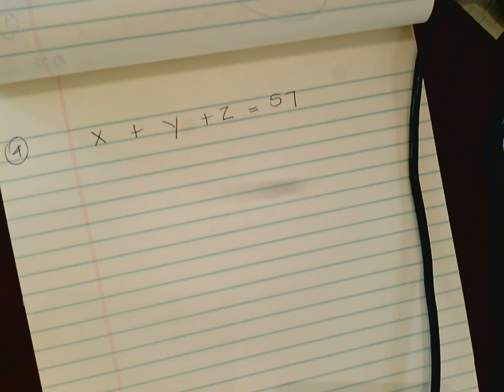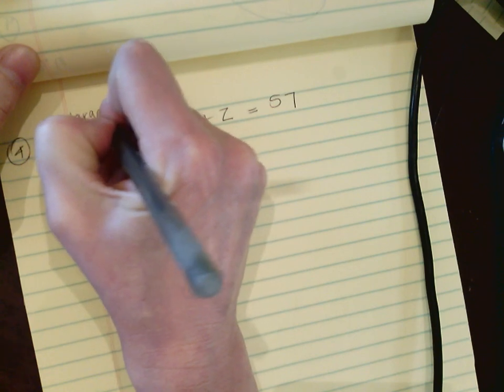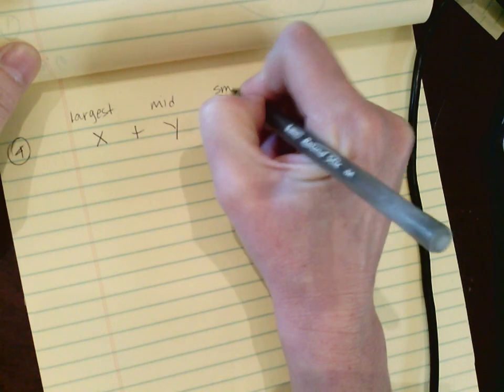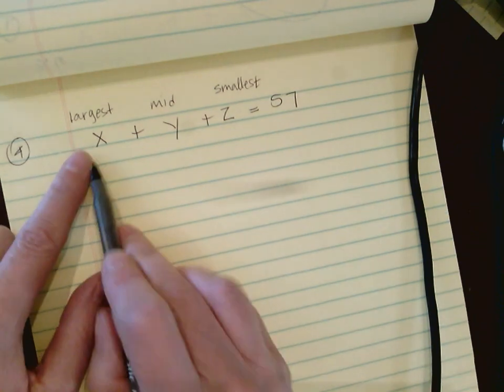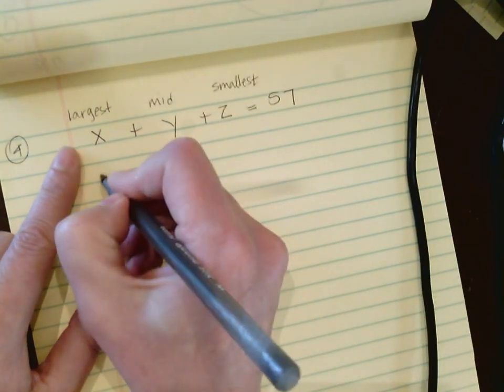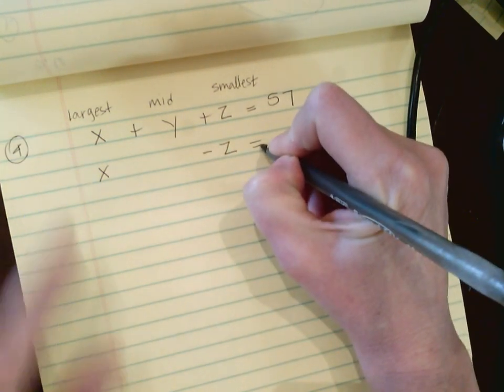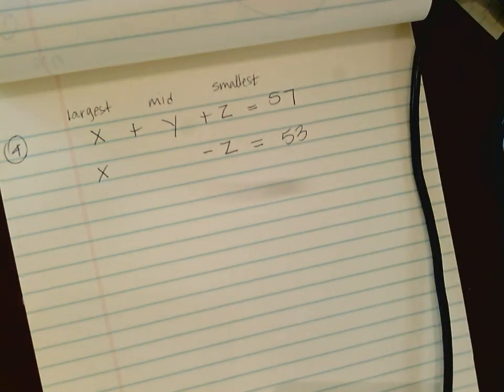The difference of the largest and smallest. So now let's just say this is the x, we'll just call it the largest. We'll make y the middle and z the smallest. So it says the difference of the largest and the smallest is 53. So if I'm going to write that out, the largest and the smallest, and the difference between them, so x minus z is going to equal 53. So that represents the sentence: the difference of the largest and the smallest is 53.